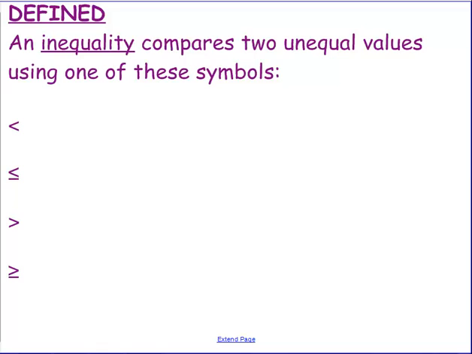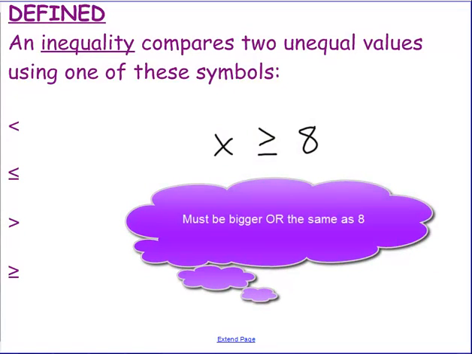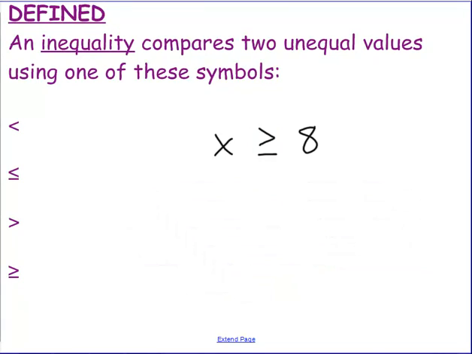So for example, if I had something like x is greater than or equal to 8, that means that x has to be greater than or equal to 8. That means it could be 9, 10, 11, any value that we know is larger than 8, but it could also be equal to 8 and still be true.